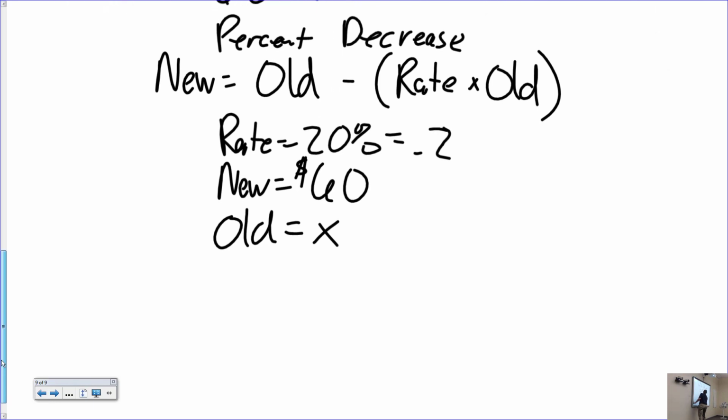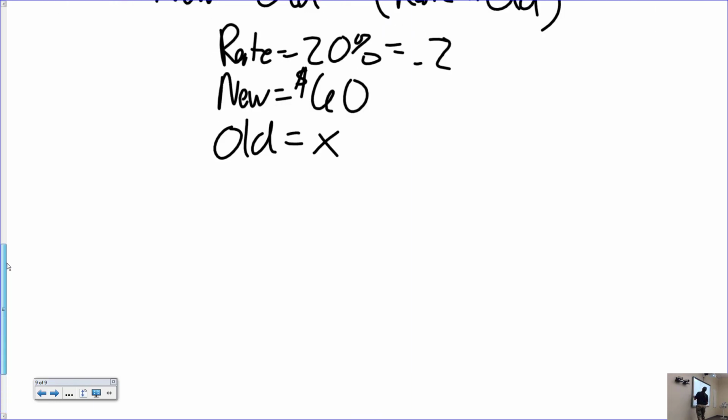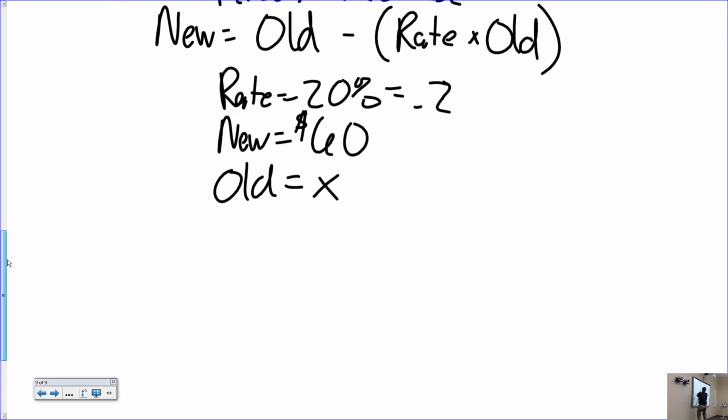So let's do the algebra once we substitute this in. So 60 is equal to old x minus 0.2x. And again, be careful, folks. What is x minus 0.2x? 0.8x. Good, because remember, again, you don't write it, but it's there. 1 minus 0.2. If you got to do it on your calculator, you can. I'd like to think you didn't have to.